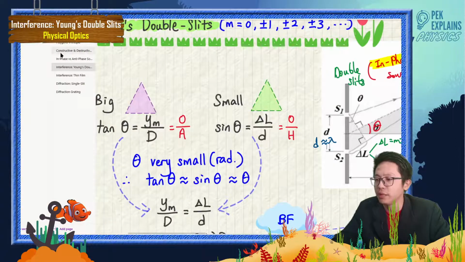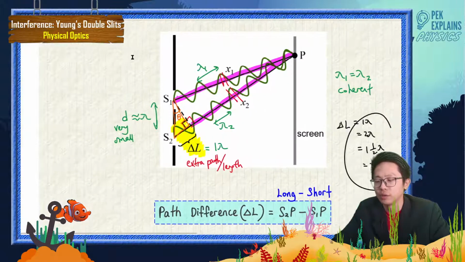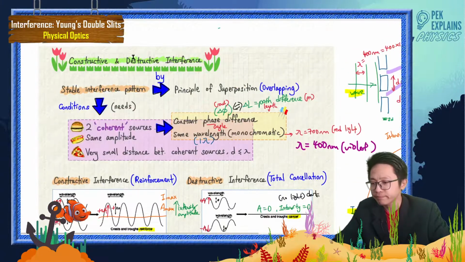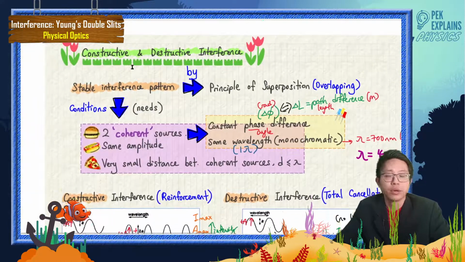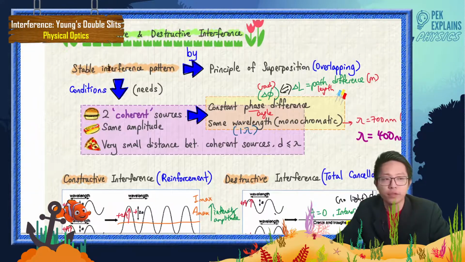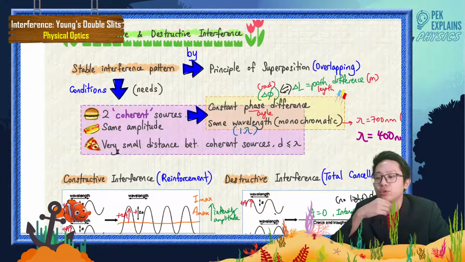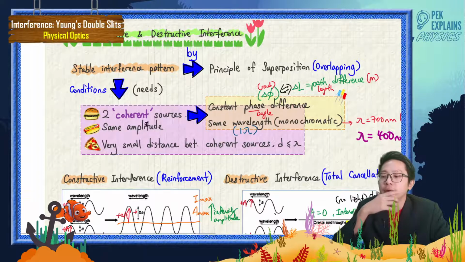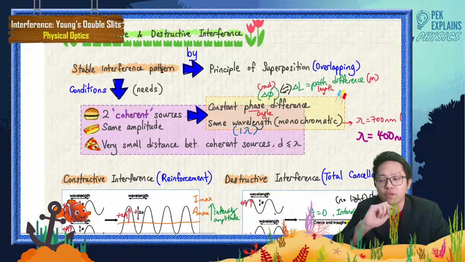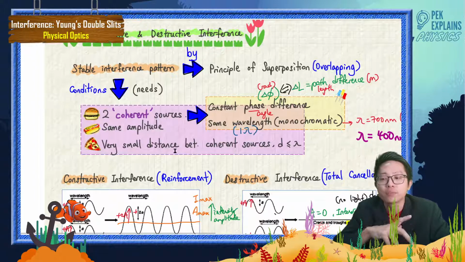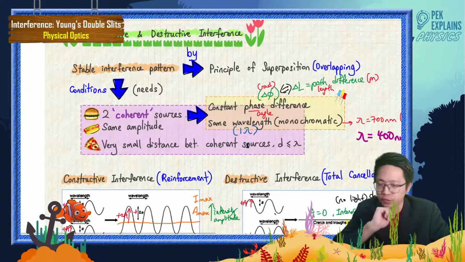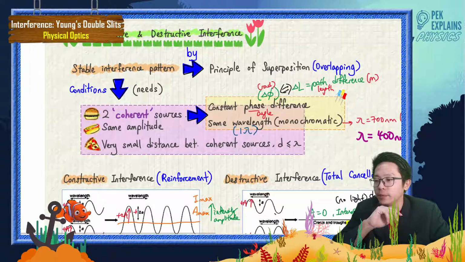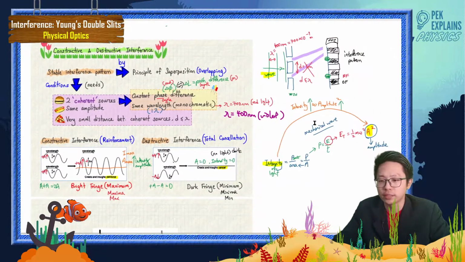Okay, you learned already about what is the condition for interference pattern. In the previous video you learned that to have a stable interference pattern, one of the conditions is, of course, you must have coherent sources, same amplitude. Another condition is that you must have a very small distance between the two coherent sources. The two slits, what I mean is between the two slits.